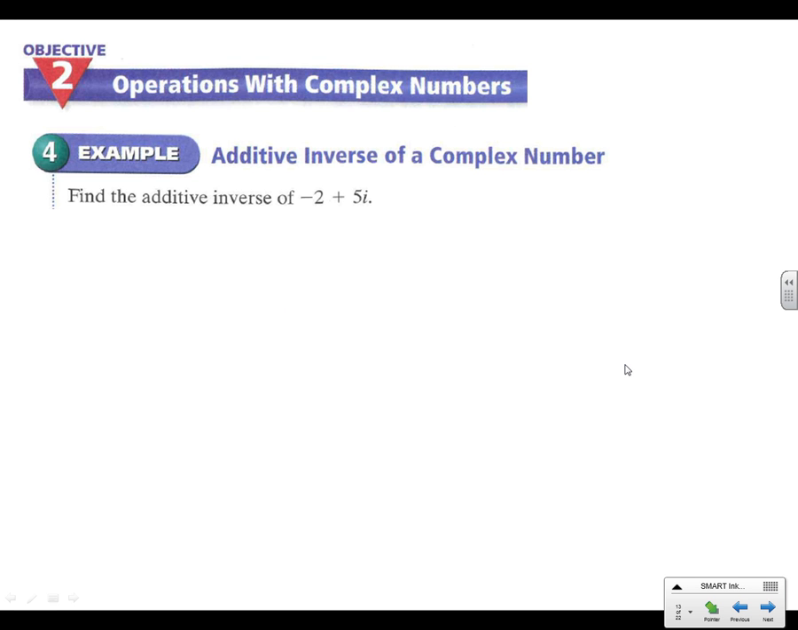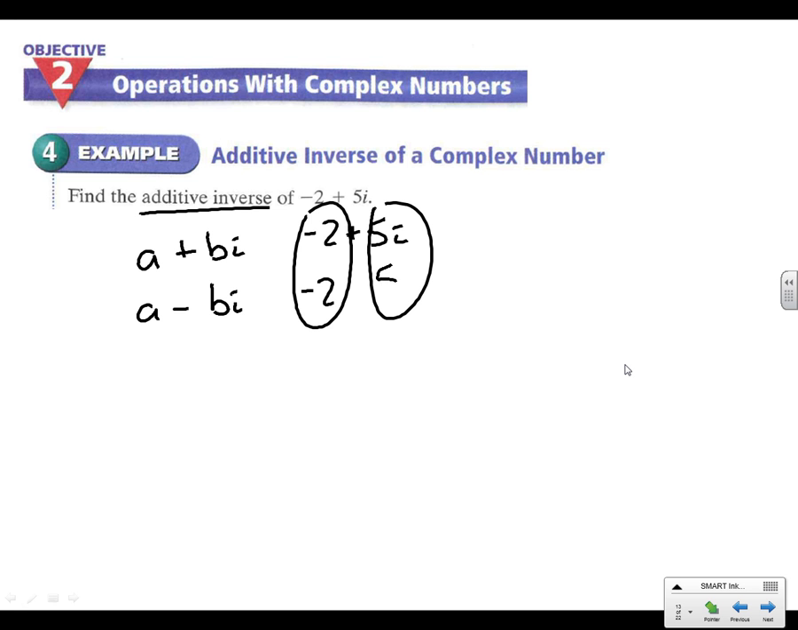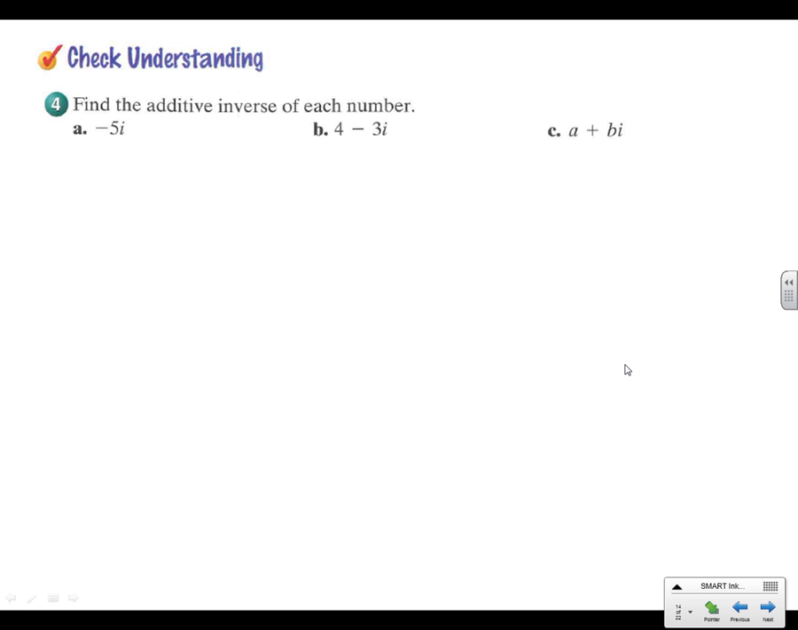All right, so additive inverse. Here's what we have for the additive inverse. Put this in your notes. The additive inverse of a plus bi is a minus bi. So if we have negative 2 plus 5i, the additive inverse is negative 2, we're going to keep that exactly the same. 5i, we're going to keep exactly the same, but we're going to change the plus to a minus. So we have negative 2 minus 5i. Don't get tripped up and change the negative 2 to a positive 2. It's just the middle sign that changes. Negative 2 minus 5i. All right, so A, B, and C, give it a shot.